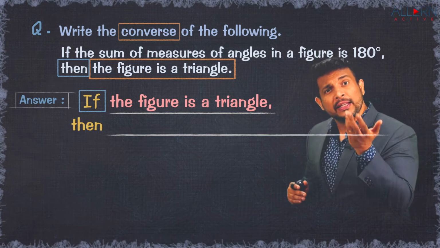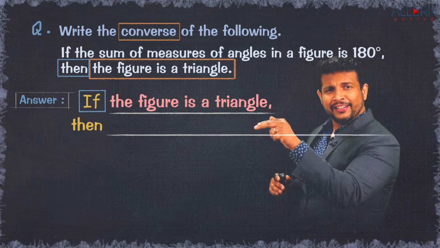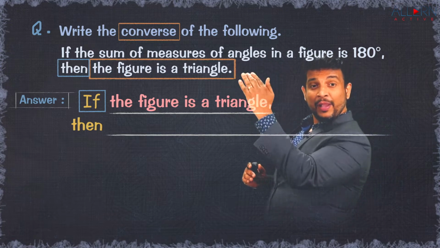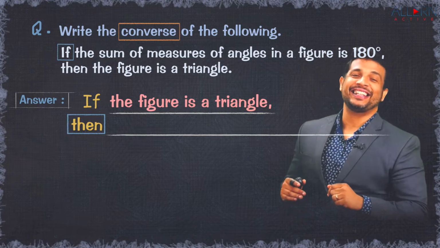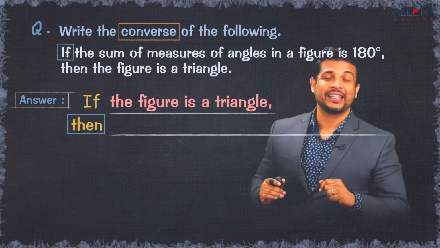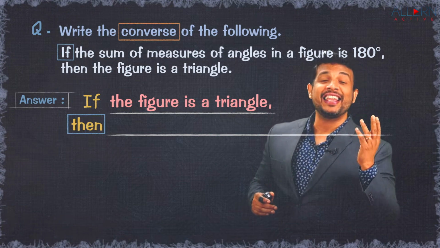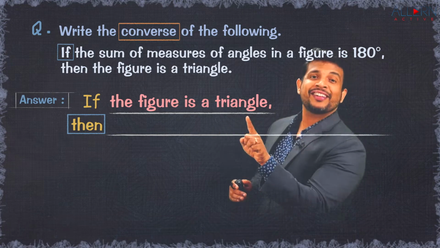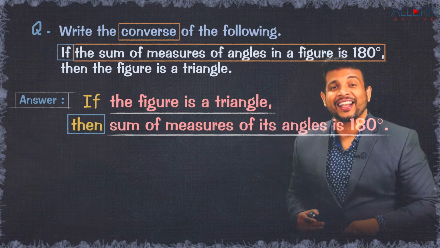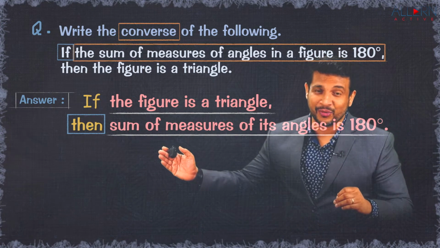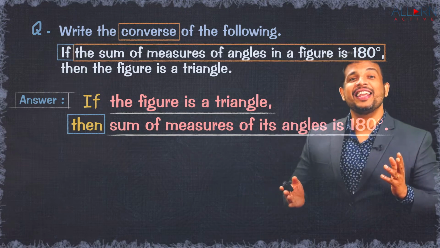We swapped that. Similarly, we took the consequent and wrote it here as the antecedent. Now whatever is the antecedent there will become the consequent here. Easy. So what is the antecedent there? Whatever is between if and then. What is that? The sum of the measures of angles in a figure is 180 degrees. That means we say, if the figure is a triangle, then the sum of the measures of its angles is 180 degrees. That is what we write.